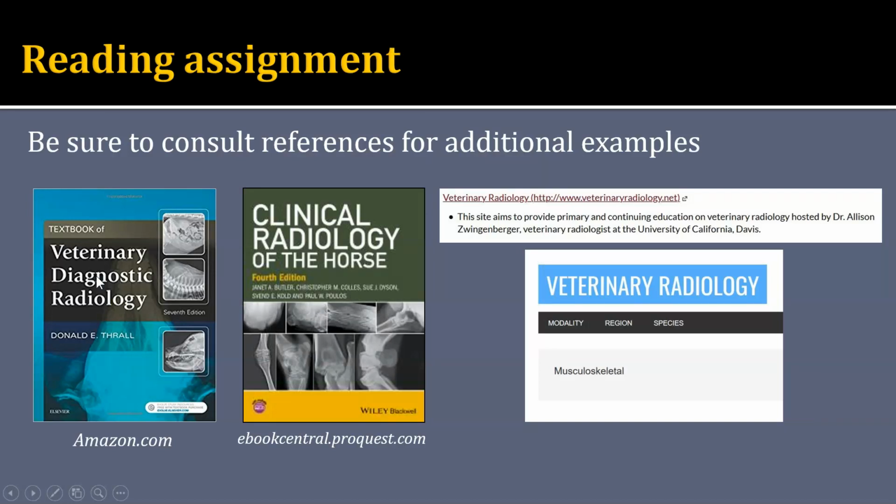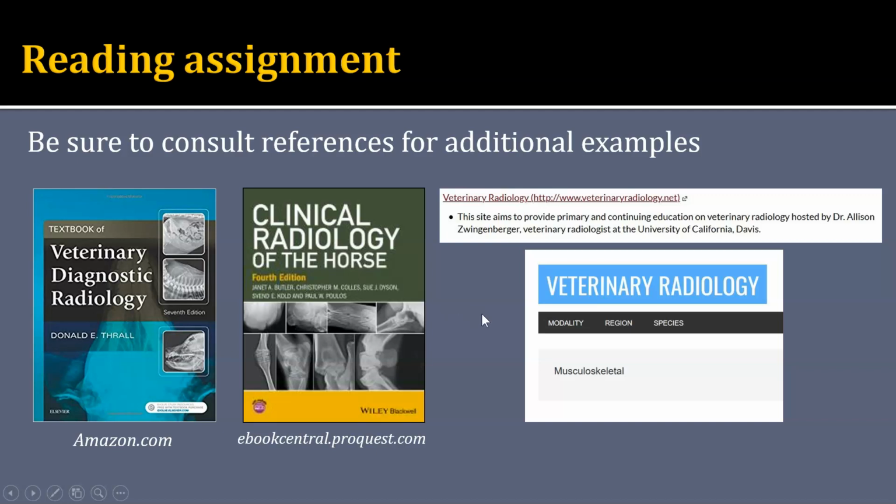So be sure to consult references for additional examples. Peruse the appropriate chapters of the textbooks listed here. And I would recommend that you just consider viewing the figures. You can look at the radiographs that they have, and you can make your own assessment prior to reading the legend. So that will give you some additional practice.